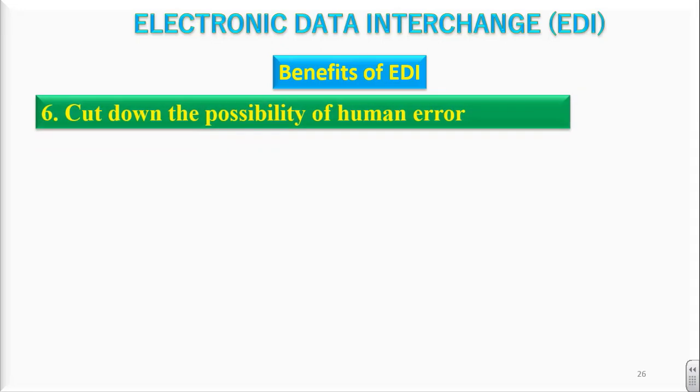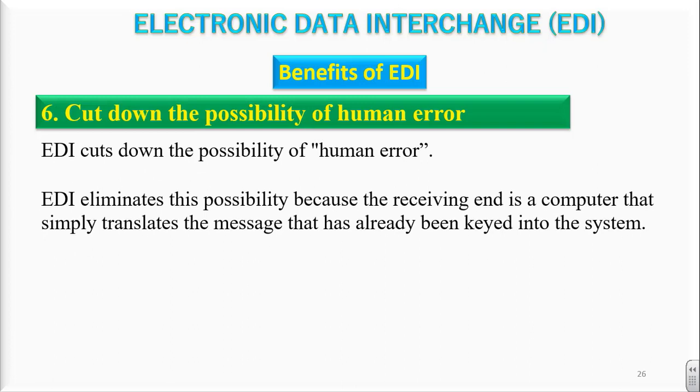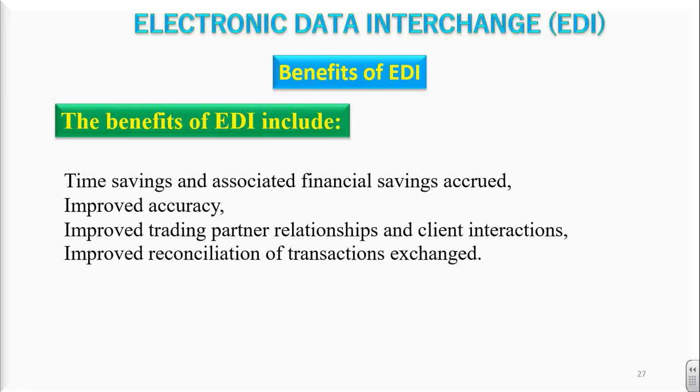Sixth point, the next benefit, cut down the possibility of human error. EDI cuts down the possibility of human error. EDI eliminates this possibility because the receiving end is a computer that simply translates the message that has already been keyed into the system. The benefits of EDI include time saving and associated financial saving accrued, improved accuracy, improved trading partner relationships and client interactions, improved reconciliation of transactions exchanged. These are some of the benefits of EDI.